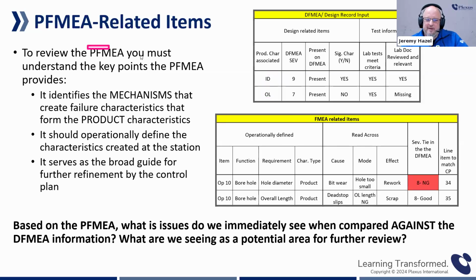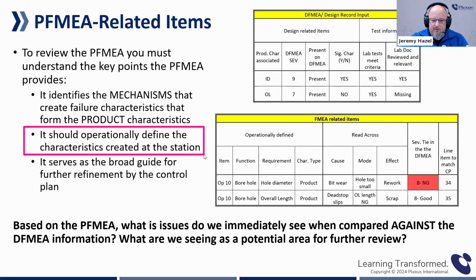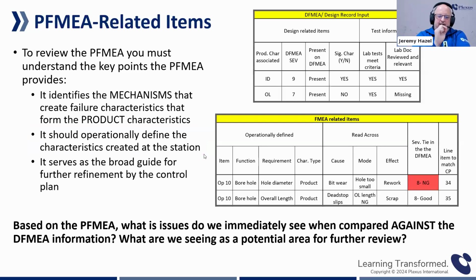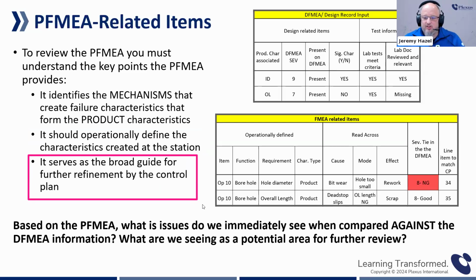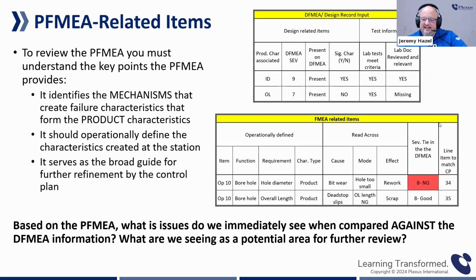Those process steps are inclusive of the characteristics. When we look at the PFMEA, there are a couple of key points that we want to bring in. The first one, the PFMEA identifies the mechanisms of failure of the characteristics that form the product characteristics. The PFMEA should also operationally define the characteristics created at the station, and the PFMEA should set the stage for further refinement by the control plan. Okay? So in order to do this, we set it up for a line-by-line comparison with the control plan.